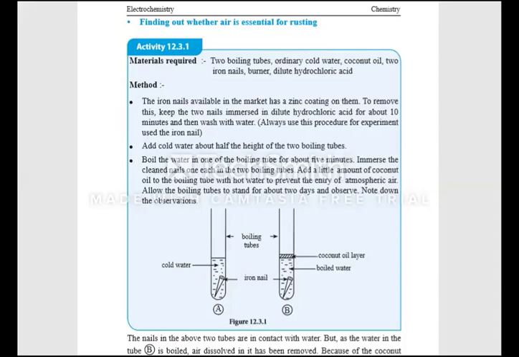And then we need to add a little amount of coconut oil onto the boiling tube B, which has the water that was boiled, right? So what is the reason for adding a layer of coconut oil on top of this water in boiling tube B? Well, the reason is when there's a coconut oil layer, it prevents the entry of atmospheric air into this boiling tube B.